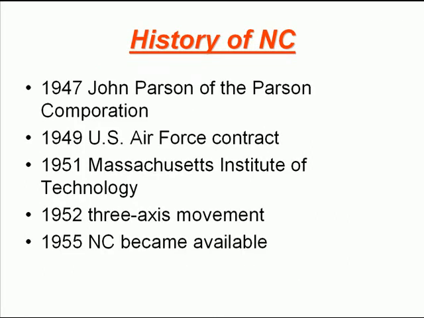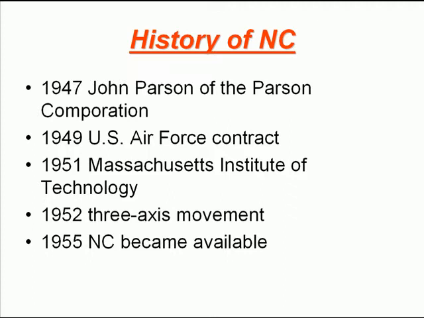Okay, a little bit of history about computer control. In 1947, John Parsons of the Parsons Corporation began experimenting with the idea of using 3-axis curvature data to control machine tool motion for the production of aircraft components. Okay, so that's kind of how it started. And in 1949, Parsons was awarded a U.S. Air Force contract to build what was to become the first numerical control machine.